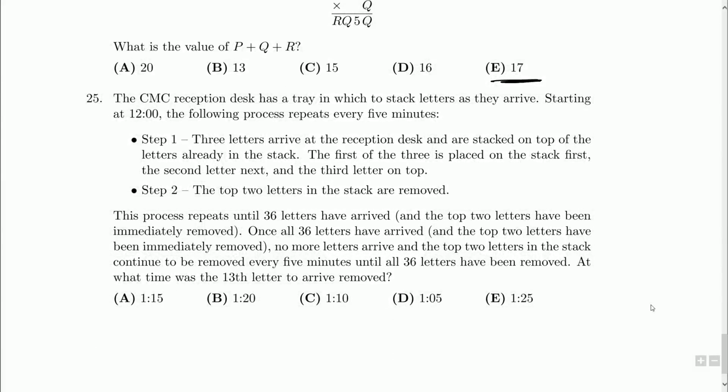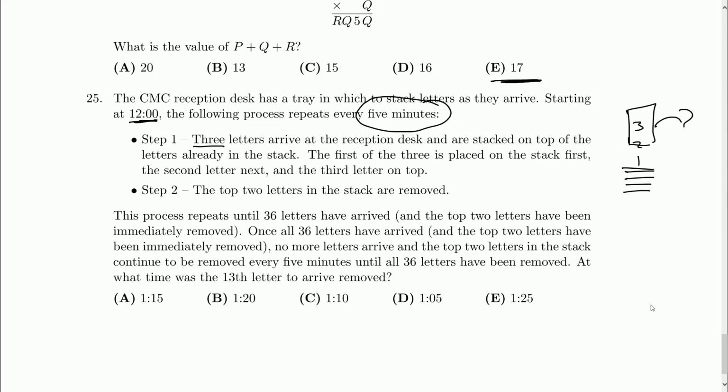The CMC reception desk has a tray in which to stack letters as they arrive. Starting at 12 o'clock, the following process repeats every 5 minutes. Step 1: 3 letters arrive at the reception desk and are stacked on top of the letters already in the stack. The first of the 3 is placed on the stack first, the second letter next, and the third on top. So if we had a stack here, we'd place first letter in, second letter, third letter. Step 2: the top 2 letters in the stack are removed. So that happens after these 3 new letters have been placed.